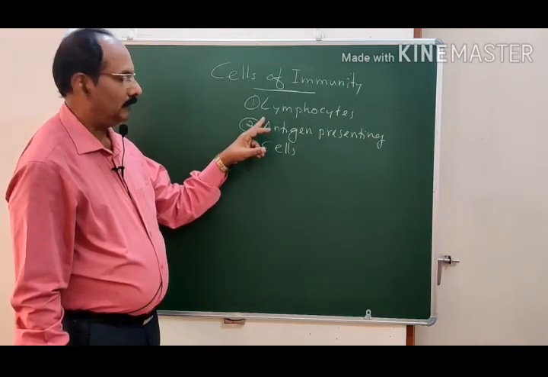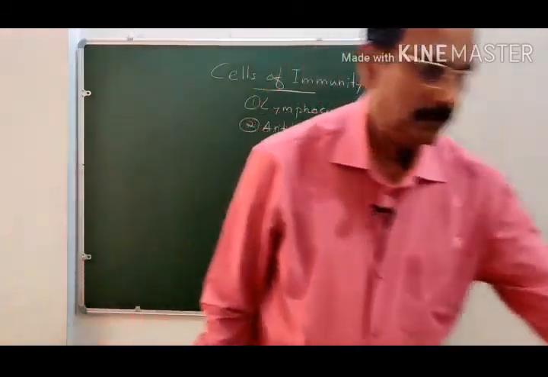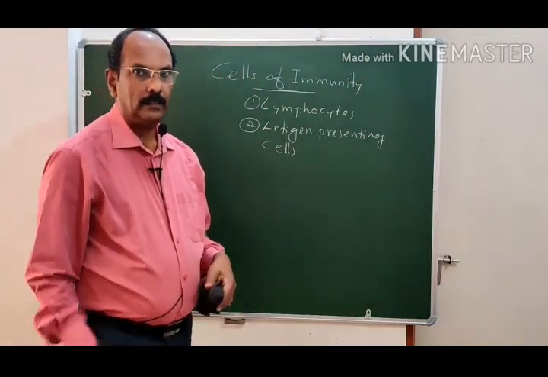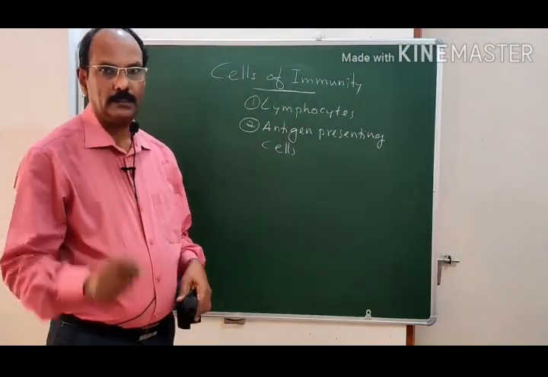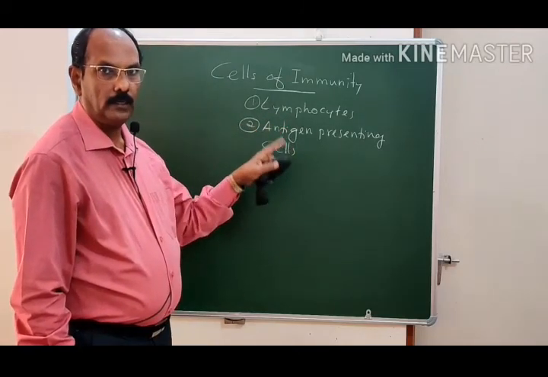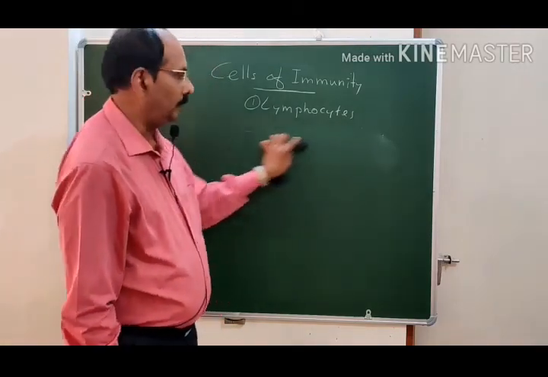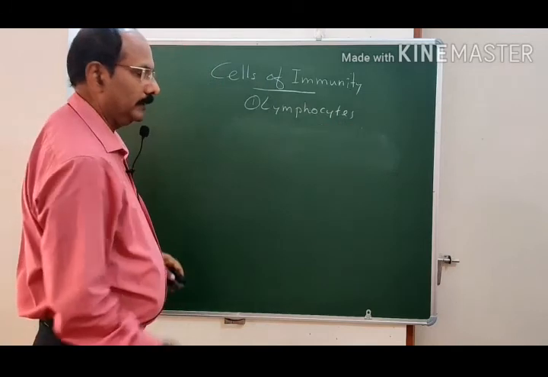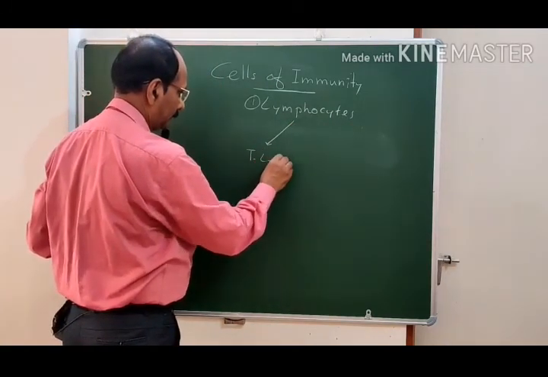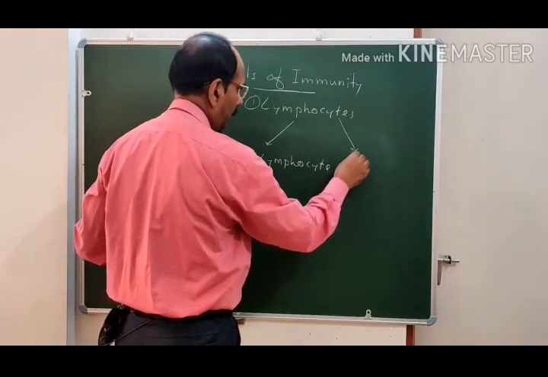So let us first study the lymphocyte. You know that the lymphocyte is a blood cell. It is part of the WBC. RBC, WBC and platelets are the three different types of cells present in the blood, and this is one part of the WBC, the white blood corpuscle cells. These lymphocytes are again classified into two types. What are the two types of lymphocyte? One is known as the T lymphocyte, and the second is known as the B lymphocyte.